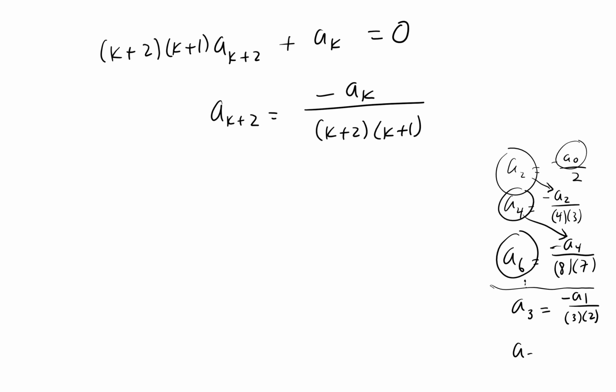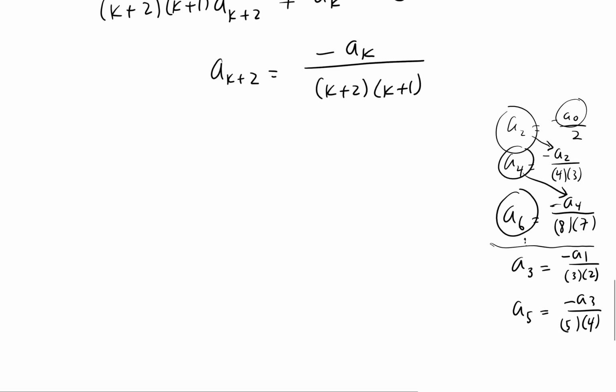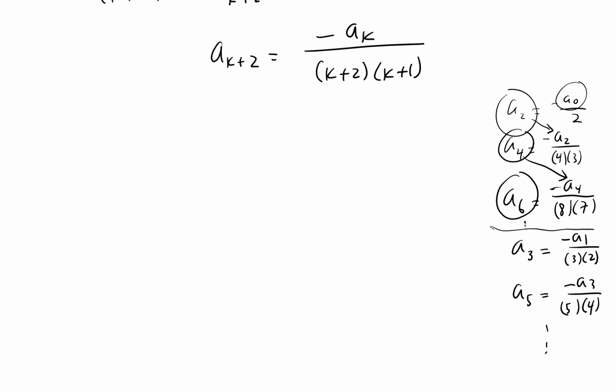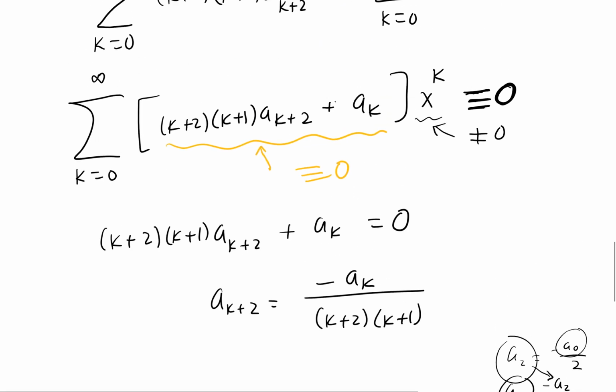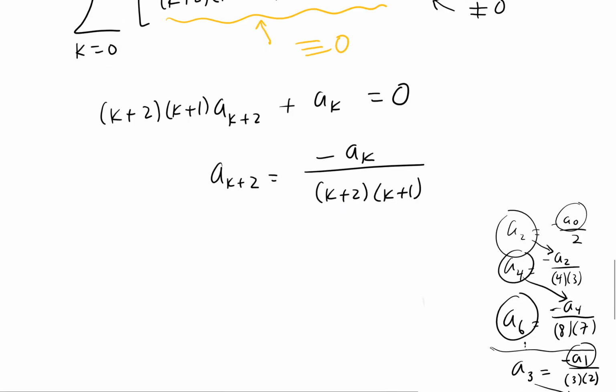If I take the case when k is 3, that will give me negative a sub 3 over 5 times 4. And this can go on and on. Notice, to find a sub 3, I need a1. As soon as I find a3, I can get a5. And as soon as you get a5, you get a7. So you can see this equation that we got depends on two things, a0 and a1, that we need to find. Do I have a0 and a1? I don't have a0, I don't have a1.